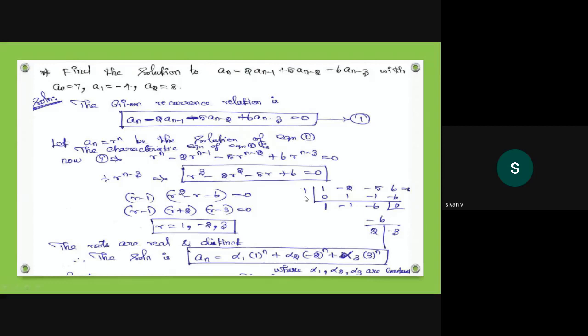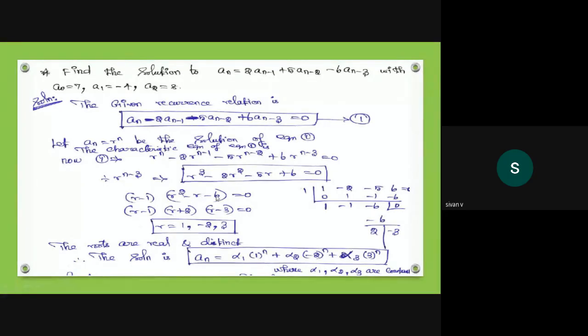Check whether 1 is a root or not. Put 1 here, always putting 0 first. 1 plus 0 is 1. 1 into 1, 1. Minus 2 plus 1 is minus 1. Minus 1 into 1, minus 1. Minus 5 minus 1 is minus 6. Minus 6 into 1, minus 6. So 6 minus 6, the remainder is 0. Therefore 1 is a root of the given equation. The quotient is r^2 - r - 6 = 0.